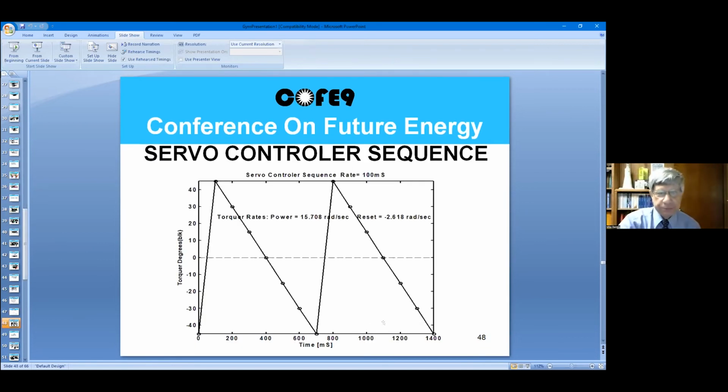Next chart here. The servos swing from minus 45 degrees to plus 45 degrees in 100 milliseconds. However, the reset, which takes 600 milliseconds, goes in 100 millisecond steps. So it's not smooth, it's a little bit jerky. So the total rep rate is 700 milliseconds for each stroke.